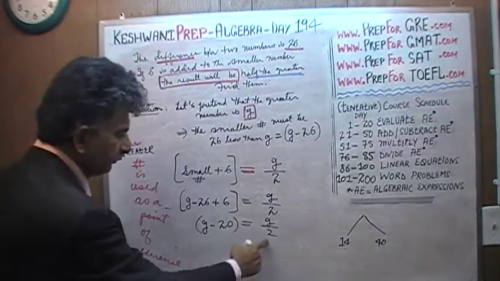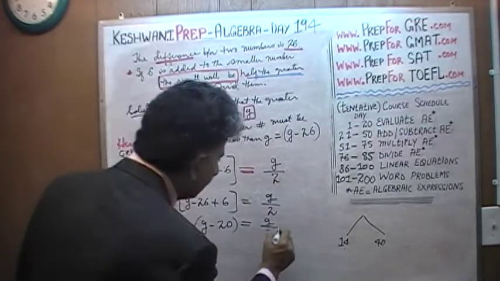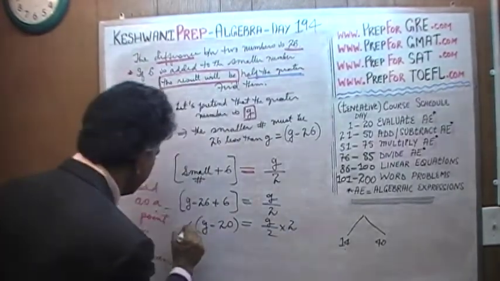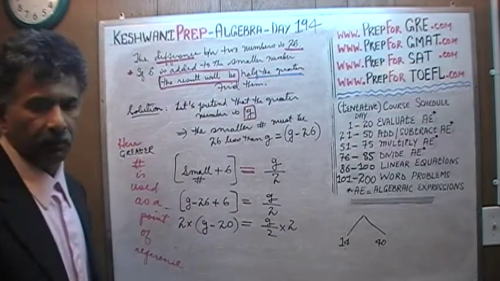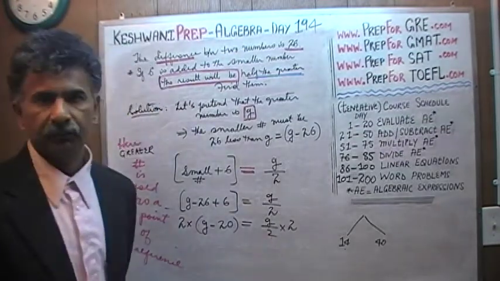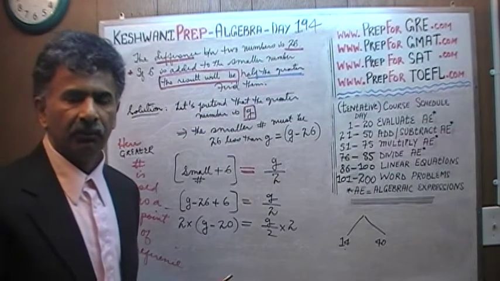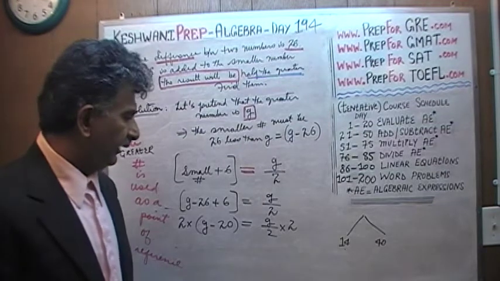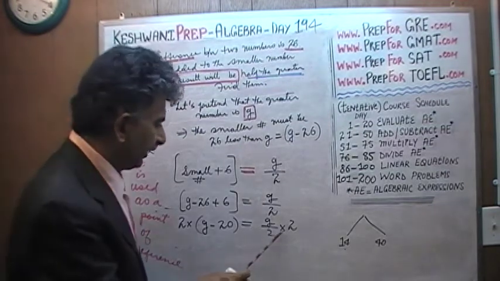We need to get rid of this 2 from this side. Let's multiply both sides of the equation by 2. Do not, for Christ's sake, simply say let's multiply by 2. Students have this nasty habit because they are so lazy. If I ask them what are you going to do now, they simply say multiply it by 2.